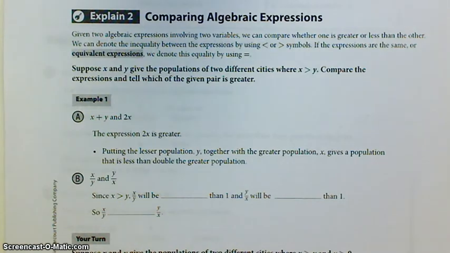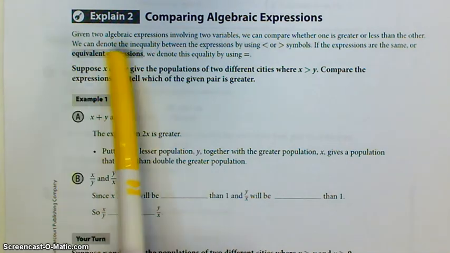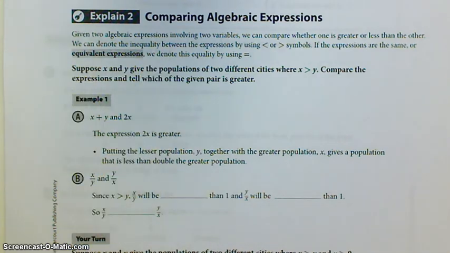All right, let's pick up on page 49 where it says comparing algebraic expressions. First of all, you can denote an inequality, meaning where things aren't equal. Denote an inequality between expressions by using the greater than or less than symbols. If the expressions are the same, then they are equivalent expressions, and we use an equal sign. Okay, so let's get right into examples.